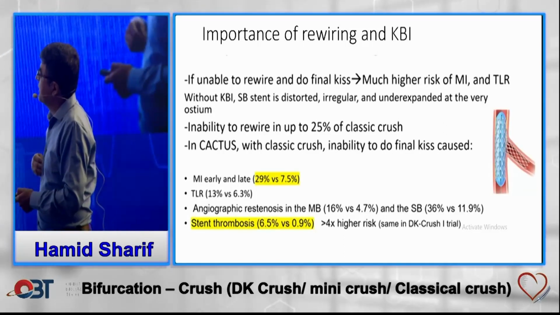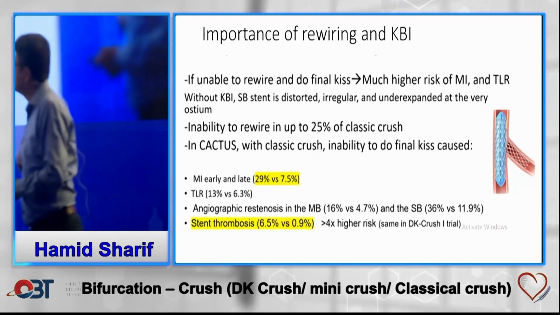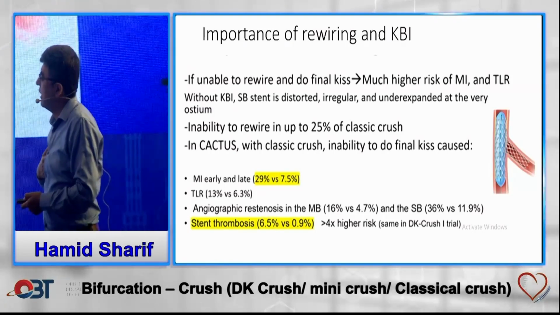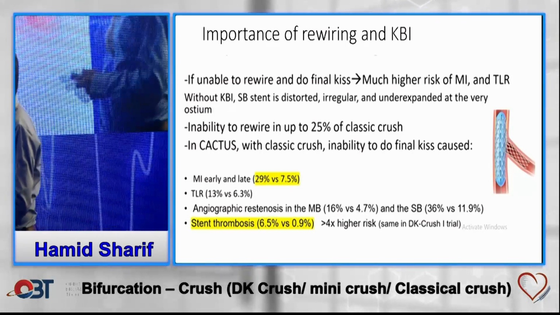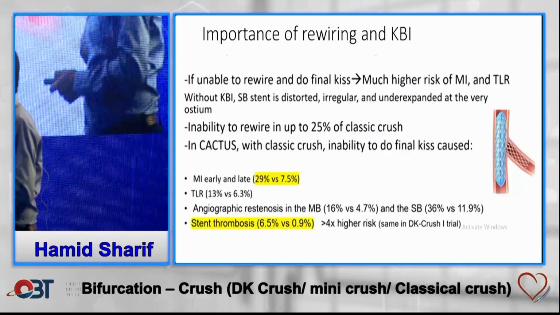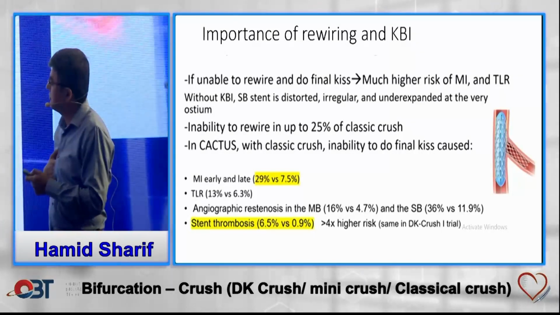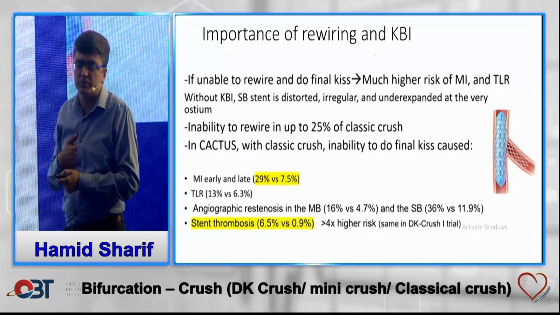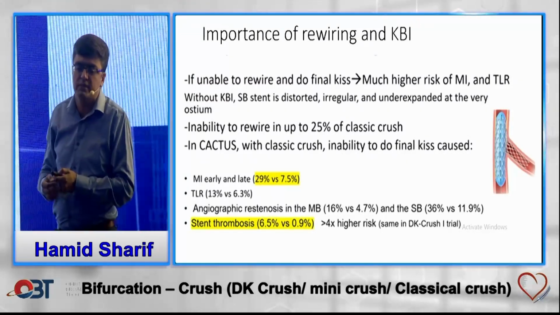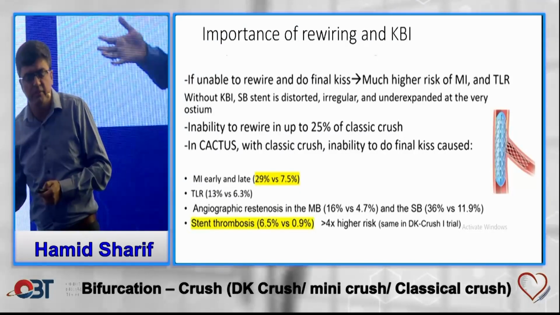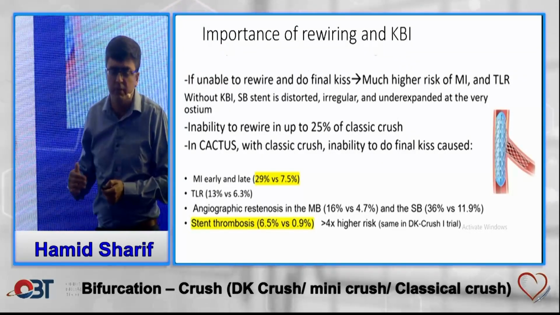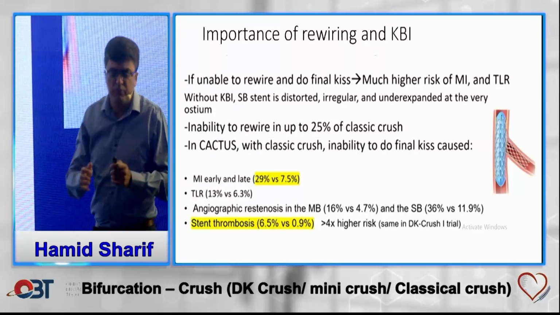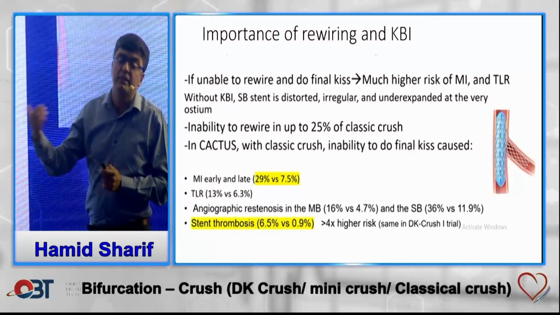So the importance of rewiring: if unable to rewire and do final kiss, there is a much higher risk of MI and TLR, that's already known. Without kissing balloon inflation, the side branch stent is distorted, irregular and under-expanded at the very ostium. So the importance of kissing balloon inflation is very much there in the literature, because a lot of MACE is associated if we don't kiss a balloon. In any bifurcation stenting study, the final kissing is very important, because if you don't do that, the stent remains distorted at the carina. It is not formed properly, and that is why there is increased risk of MACE over a period of time.